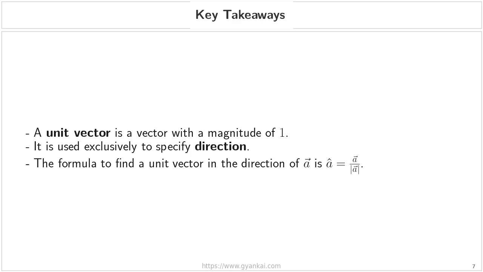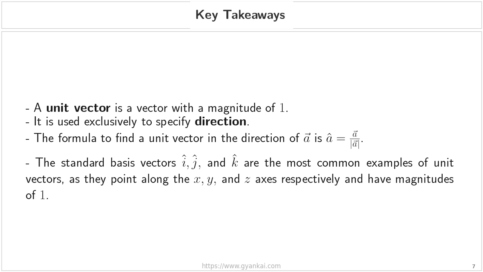To find this, you must always use the formula we practiced in our worked example. To find the unit vector, which we call a cap, you take the original vector and divide it by its own magnitude, which is written as the magnitude of A.